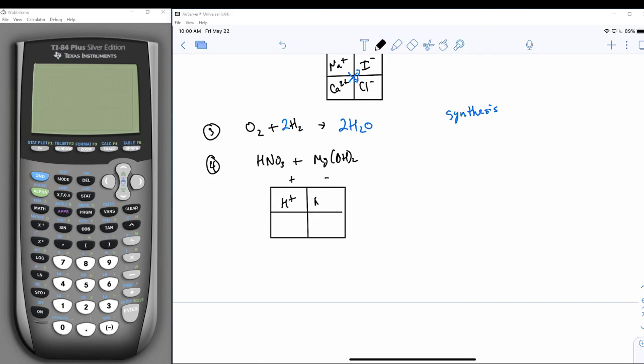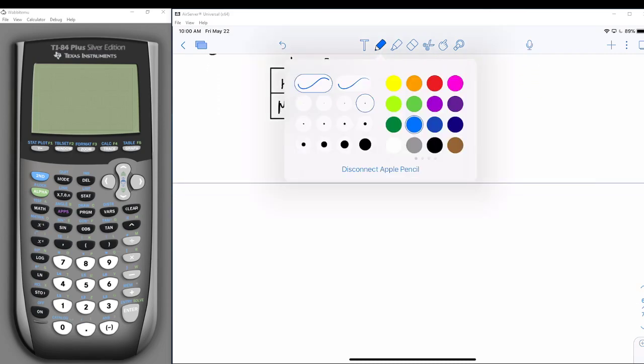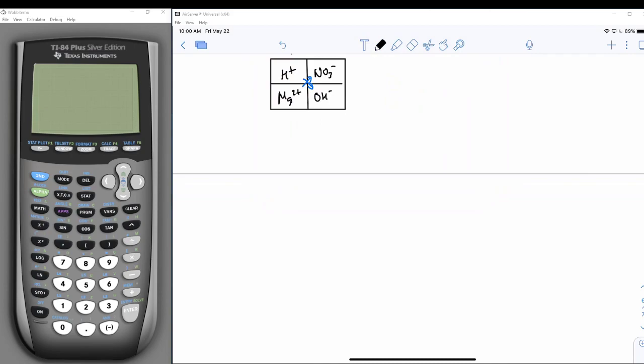So H plus and NO3 minus, Mg2 plus and OH minus go diagonally, forms Mg(NO3)2 plus H2O. So we end up needing 2 of each of these, and this is double displacement or replacement. Okay, and we're going to continue to do this for all of those problems here.